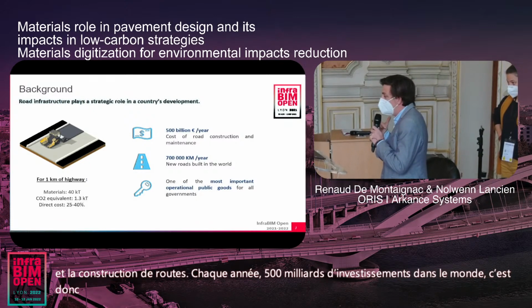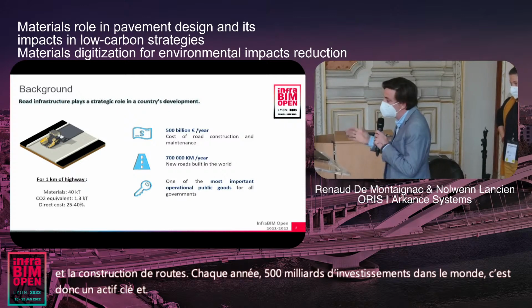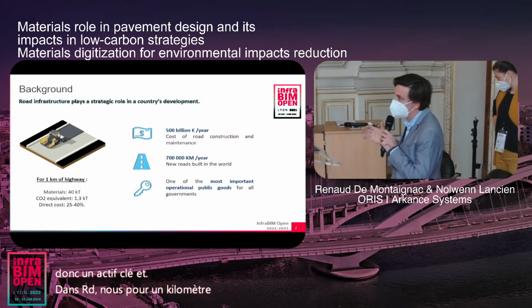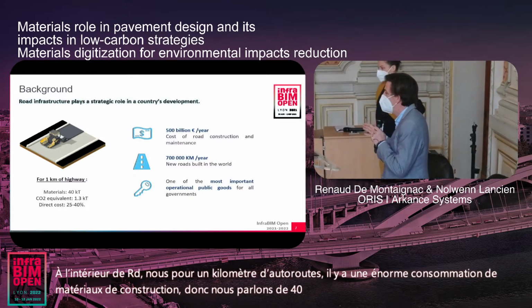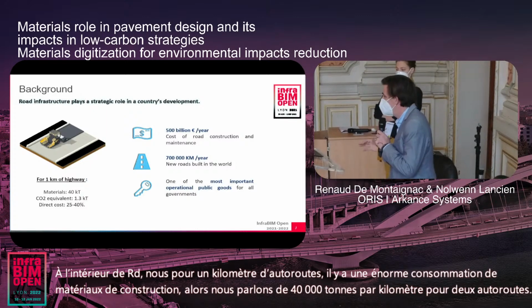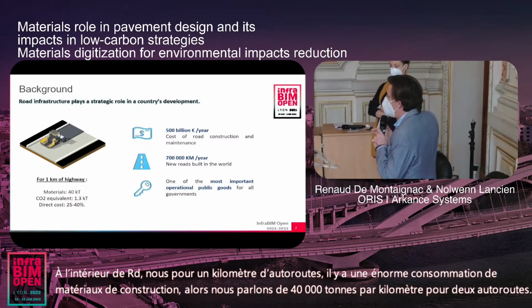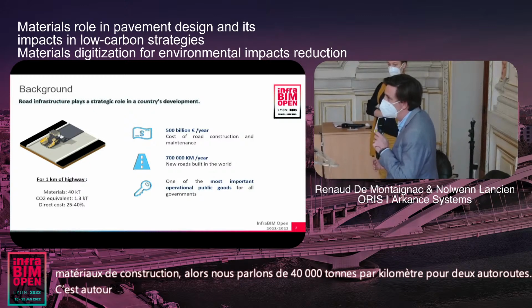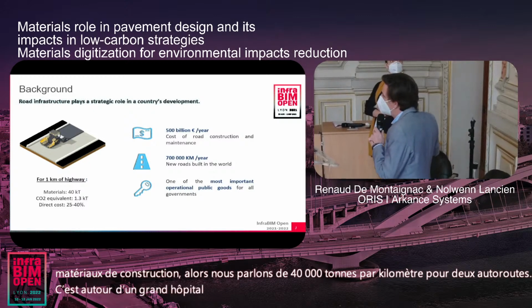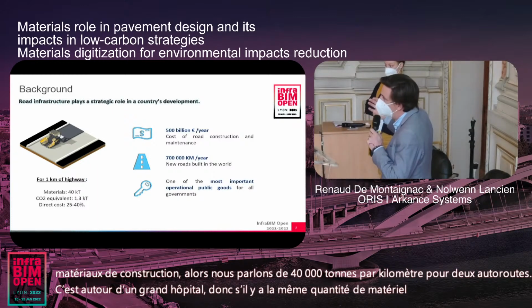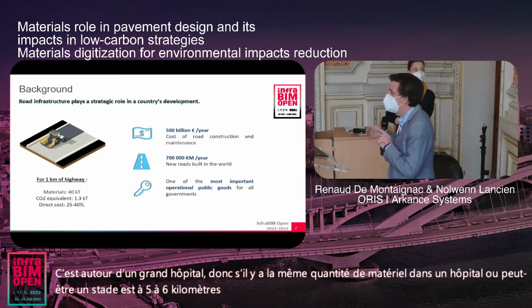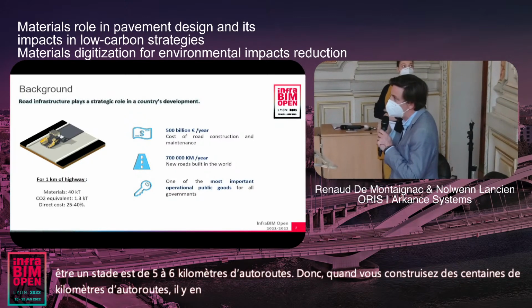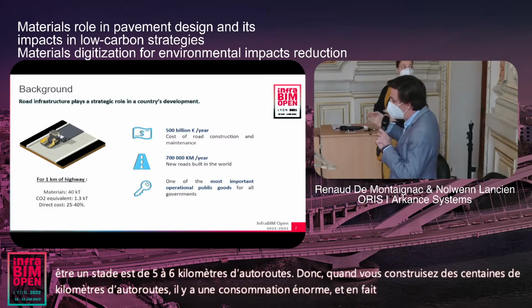And within road, for 1 kilometer of highways, there is a huge consumption of construction materials. So we talk about 40,000 tons per kilometer for 2x2 highways. 40,000 tons, it's around one big hospital. The same amount of material in one hospital, or maybe a stadium, is 5 to 6 kilometers of highways. So when you build hundreds of kilometers of highways, there is a huge consumption, and in fact, it's 25% of the whole construction materials getting into this road component.